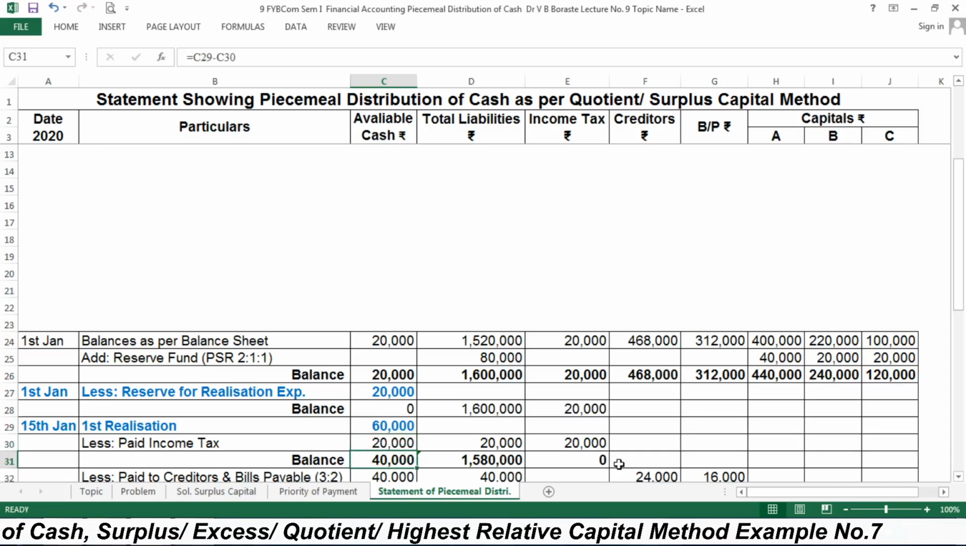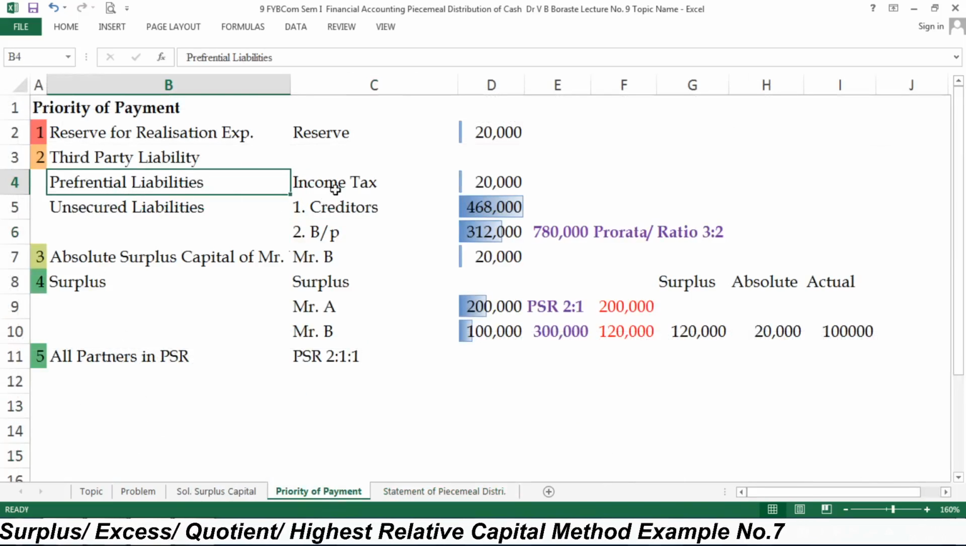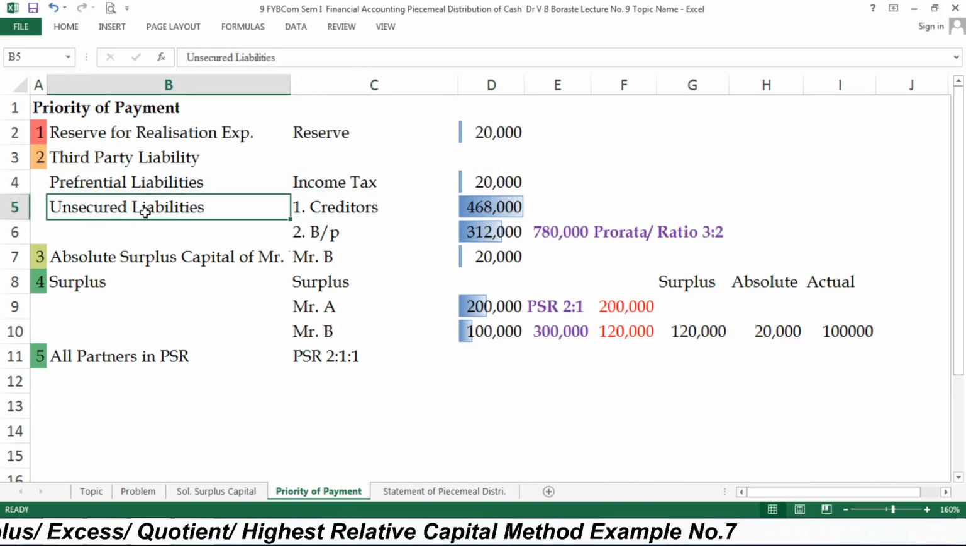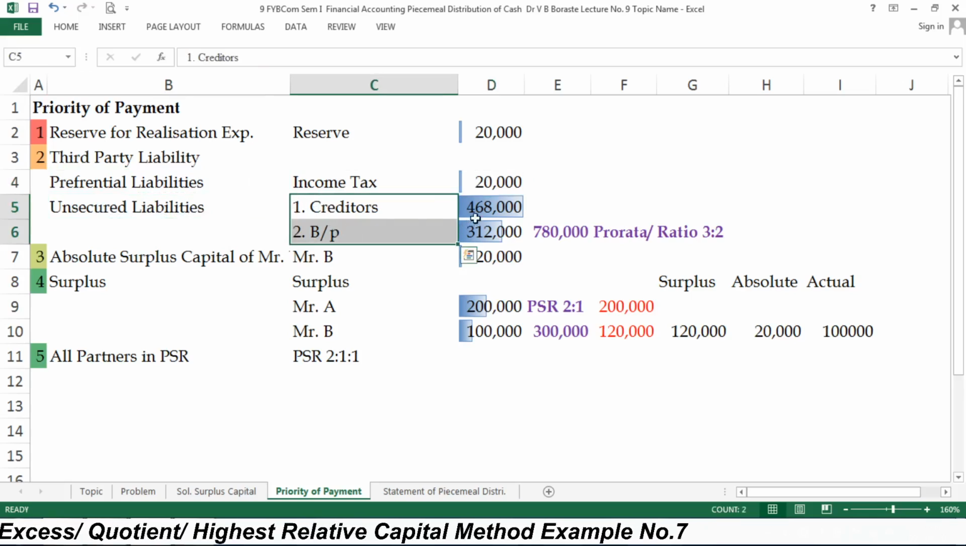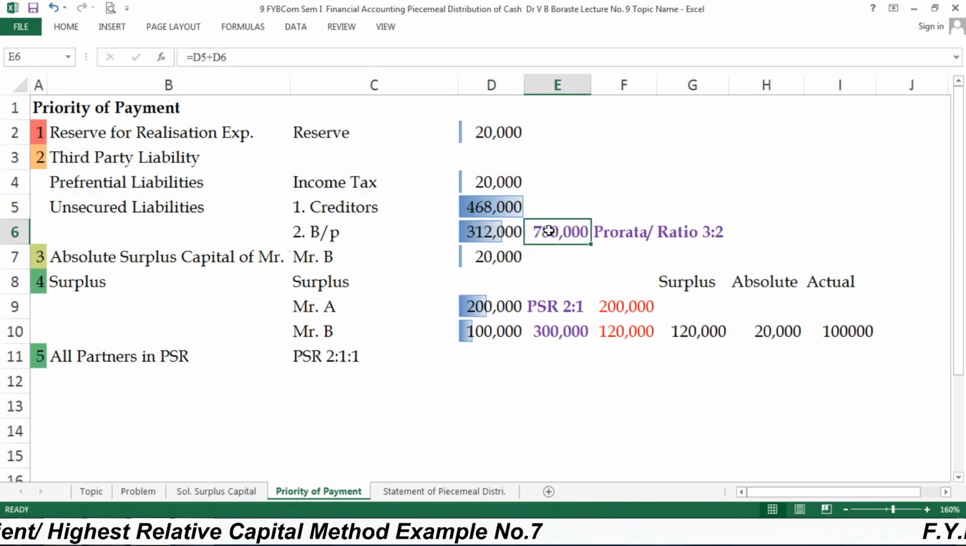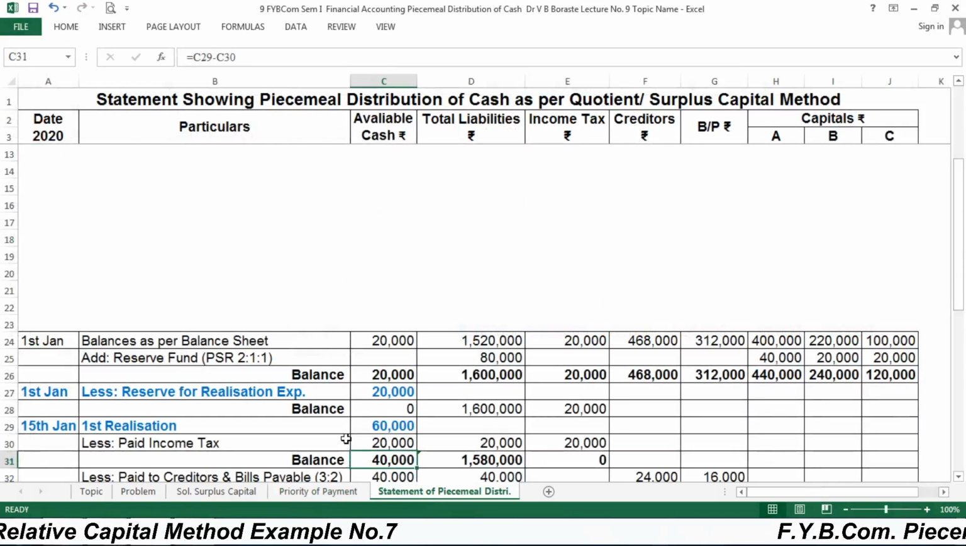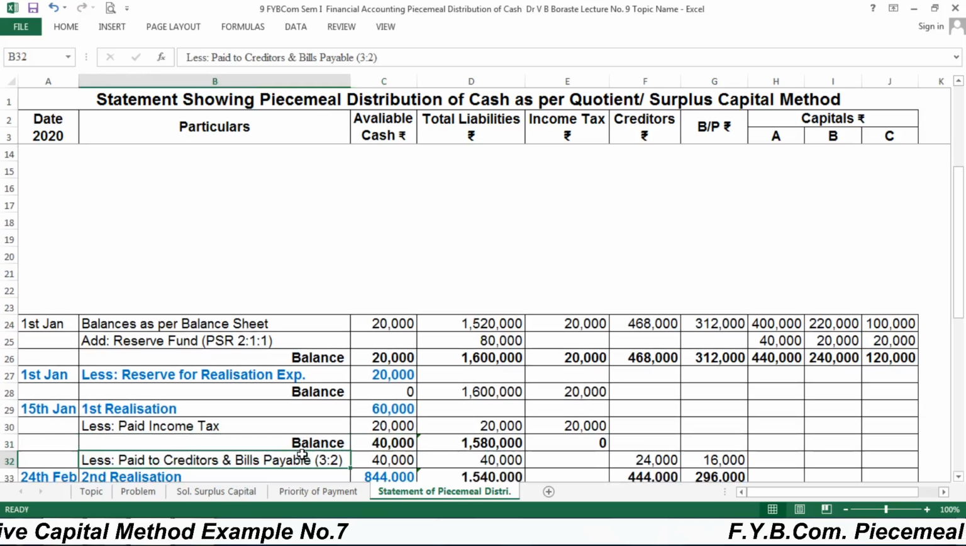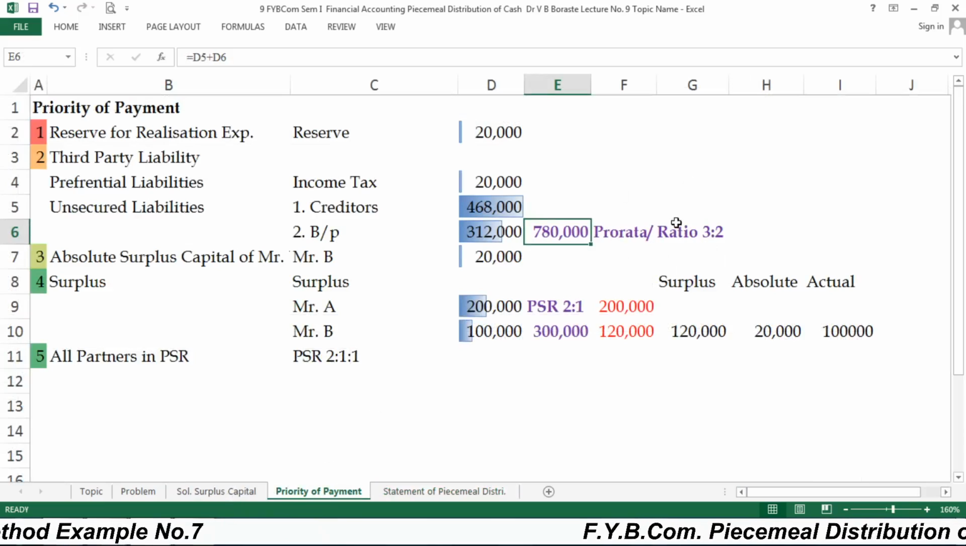So we have 40,000. Now our next priority of payment, after the payment of income tax, is to pay unsecured liability, that is creditors and bills payable. The amount of creditors is 4,68,000 and bills payable amount is 3,12,000. That means we must have 7,80,000 in our hand. But actually we don't have 7,80,000. We have only 40,000. So in this case we have to distribute the amount in the creditors and bills payable ratio, that is 3:2, which is given over here. The ratio is 3:2.